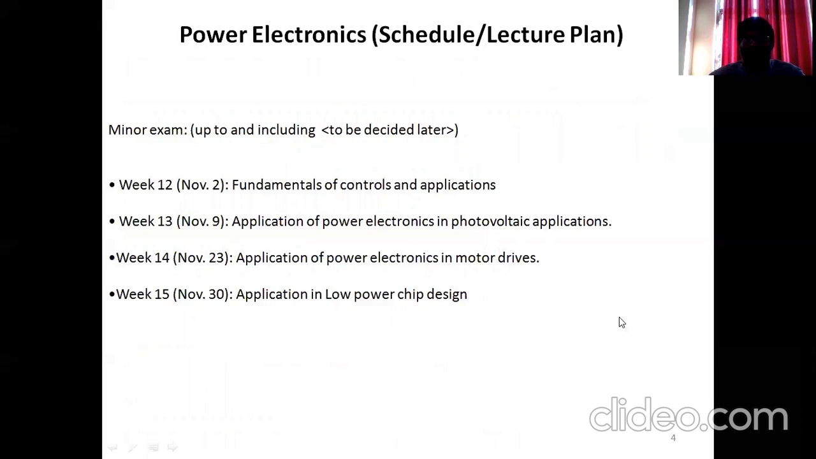Before going into the applications, some basic understanding of control systems and how this control theory is applied in power electronics, we'll do that. And then 3 application examples we'll be taking: photovoltaic applications, motor drive applications, and then how these power electronic circuits are designed in low power chip design. We'll take an example of the chip which is normally used in mobile phones, mobile handsets, cellular handsets.